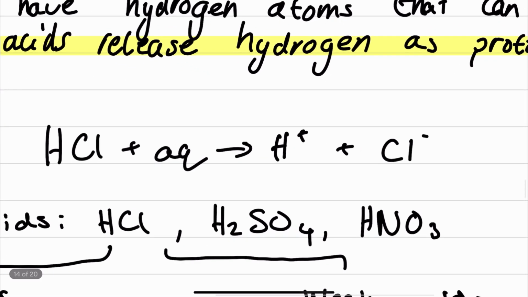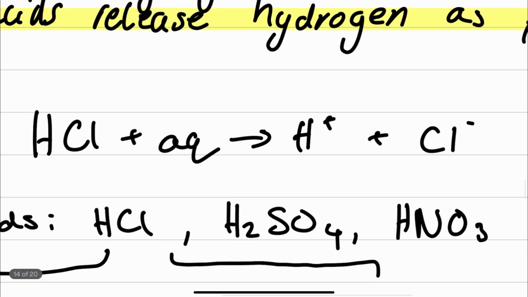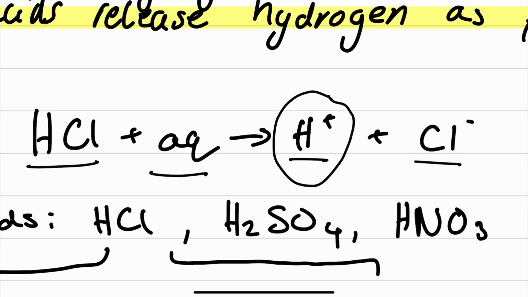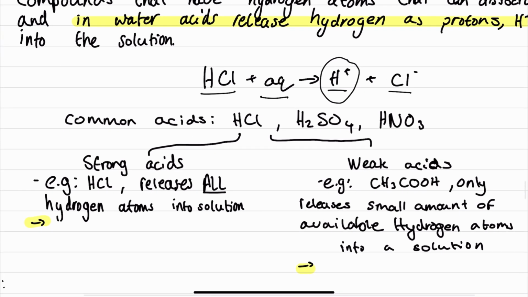Now, here is an example of an acid equation. HCl, which is an acid, plus any aqueous solution produces H plus and Cl minus. It's an acid because this H plus proton is removed. Some common acids that you need to know are HCl, H2SO4, and HNO3.